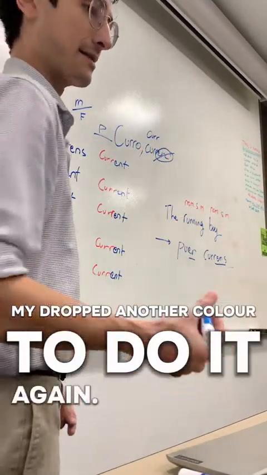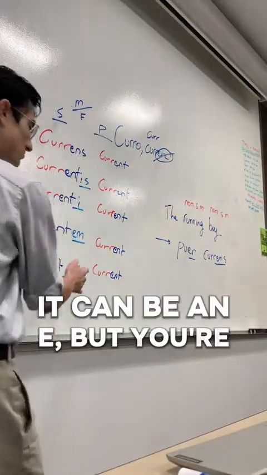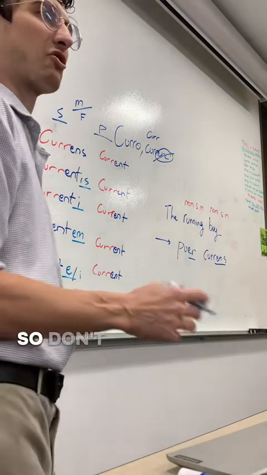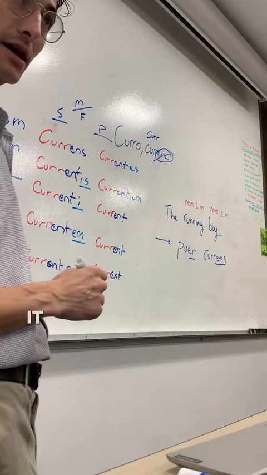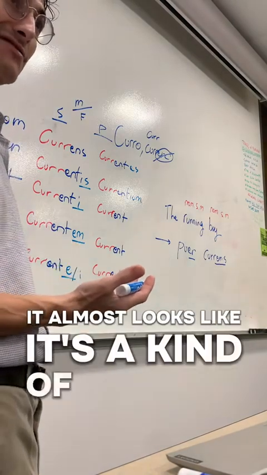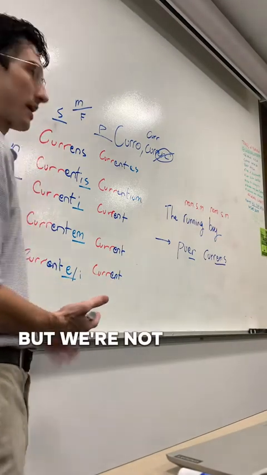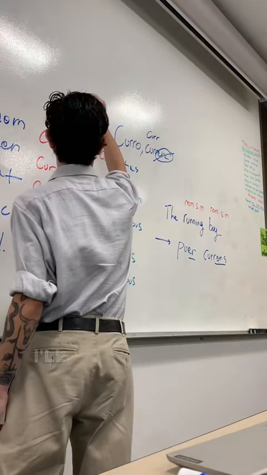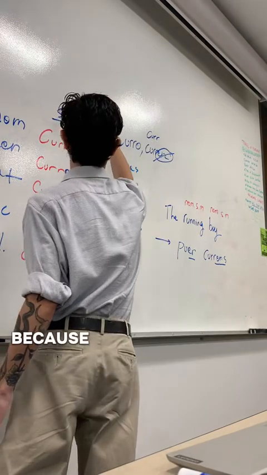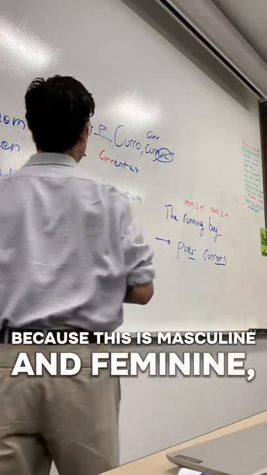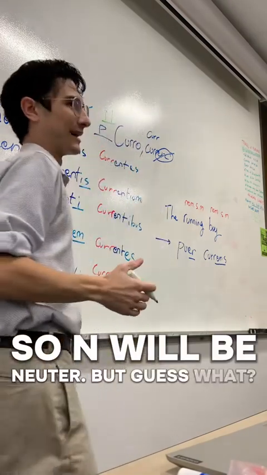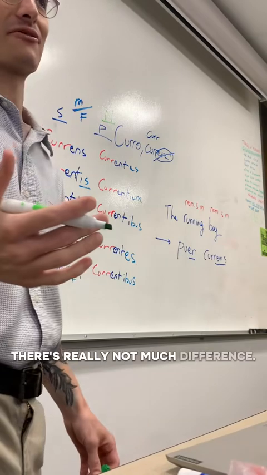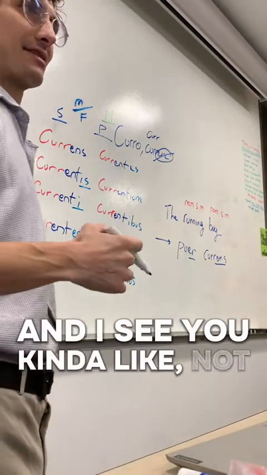To do it again. Regularity, it can be an E, but you're not really going to see it all that often, so don't worry about it very much. A's, it almost looks, kind of remember, but we're not calling it an I. Ebus. I'll change this, because this is masculine and feminine, so N will be neuter, but guess what? There's really not much difference. And I see you kind of nodding your head already.